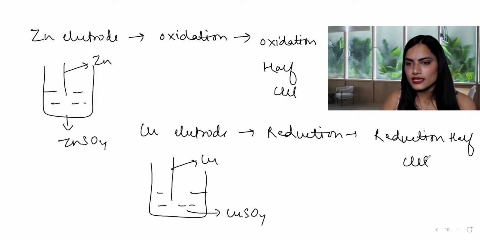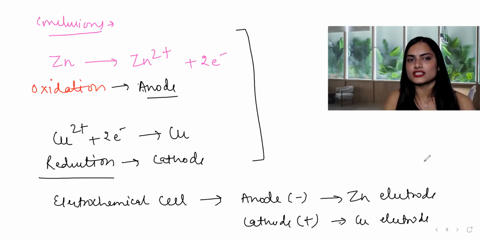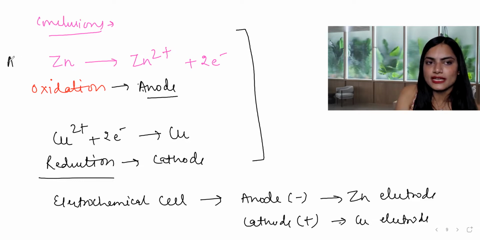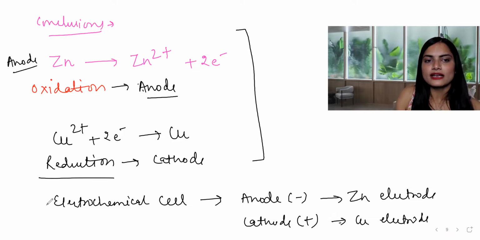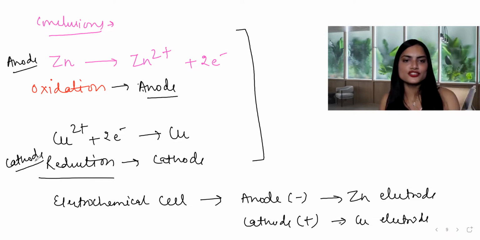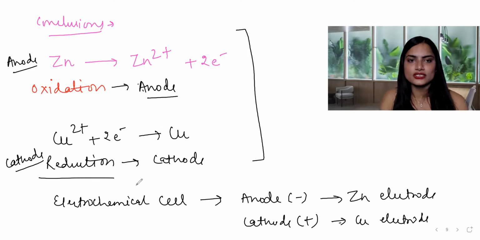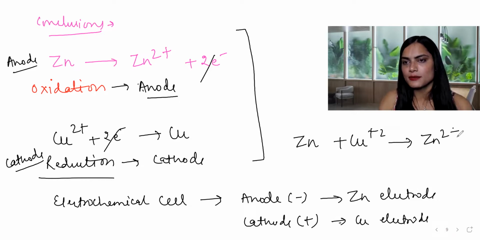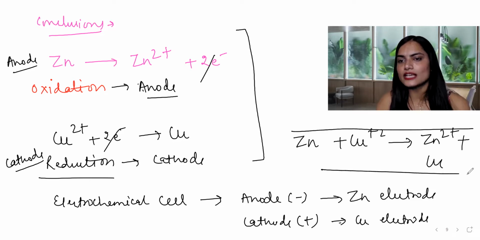So now if I want to write the complete reaction, because I've written here the reaction which is taking place at the anode, and this is the reaction which is taking place at the cathode. Now, if I combine these two, what would be the overall reaction? The two electrons will cancel out, and the overall reaction would be zinc plus Cu2+ ions will give Zn2+ ions plus copper. This is the reaction for the complete cell.